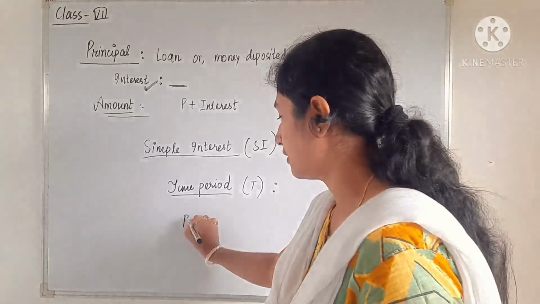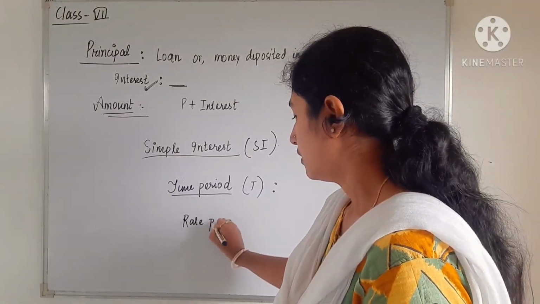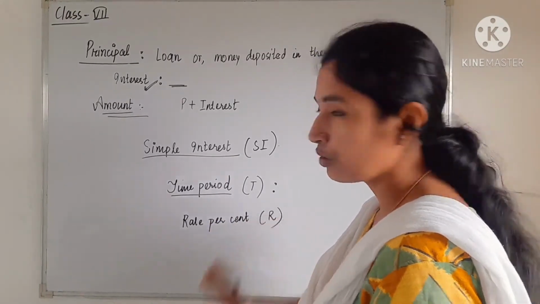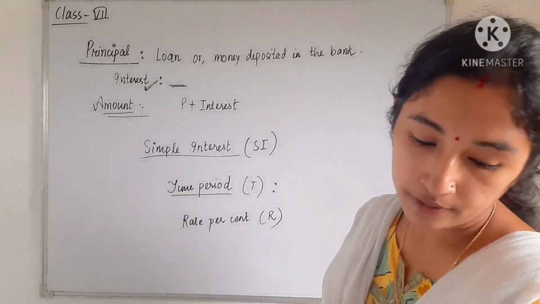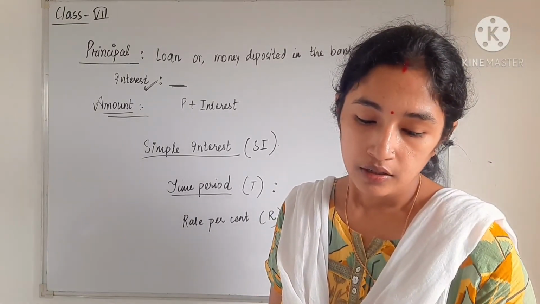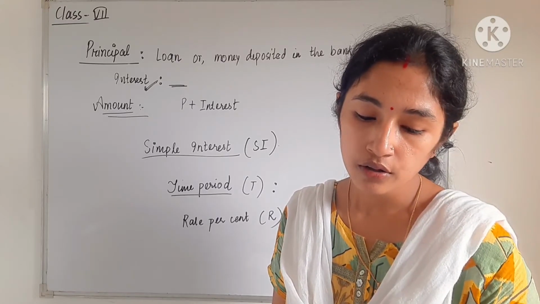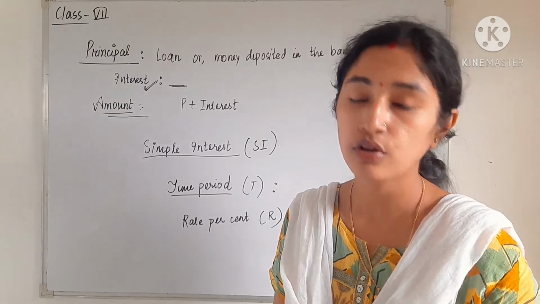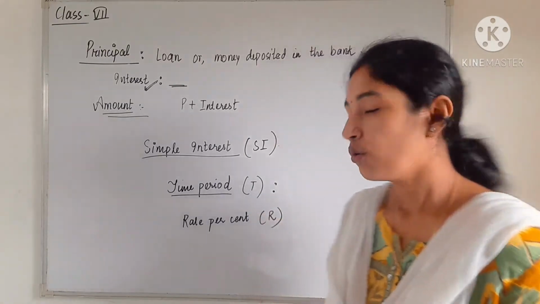Rate percent is denoted by R. So what is R? It is the rate at which the interest is calculated. It is usually calculated on a per year basis. The interest rate is agreed upon at the time of taking the loan or depositing money. So what is rate of interest?